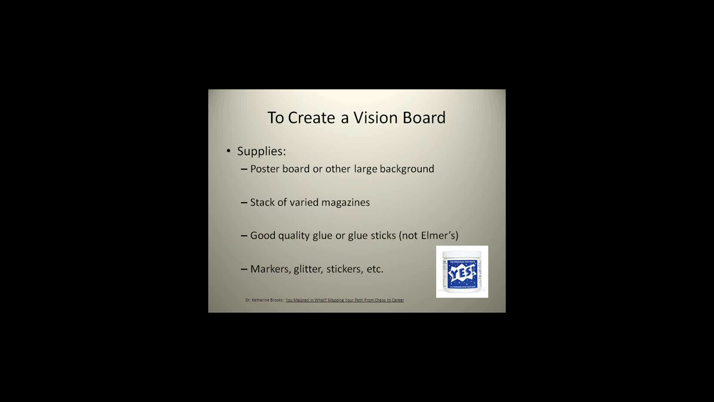Do not use Elmer's glue when you're putting these together because Elmer's is too thin and watery. It will cause all the magazine images to get little wrinkles. I have a little picture there of a glue called Yes Glue. Yes Glue is wonderful. I have tons of that in my art craft room. You can buy it at Michael's or Hobby Lobby or any kind of art supply store will have Yes Glue. It's just very good quality. It's very thick.